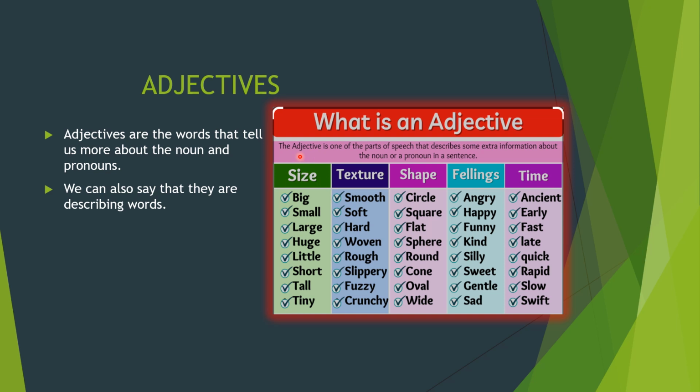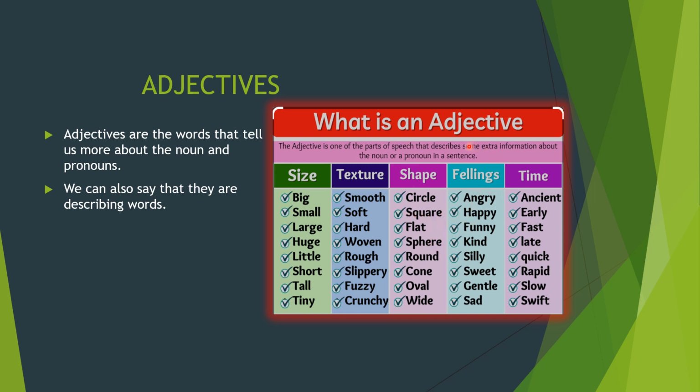Adjectives can be based on size: big, small, large, huge, little, short, and all. Texture, like smooth texture, soft texture, hard, woven, rough, slippery, like that. It is also shape: circle, square, flat, and all. So let's say if I say I have a square eraser, I'm telling about the shape of the eraser. Now square can be considered a describing word which is describing an eraser. So square can be an adjective.